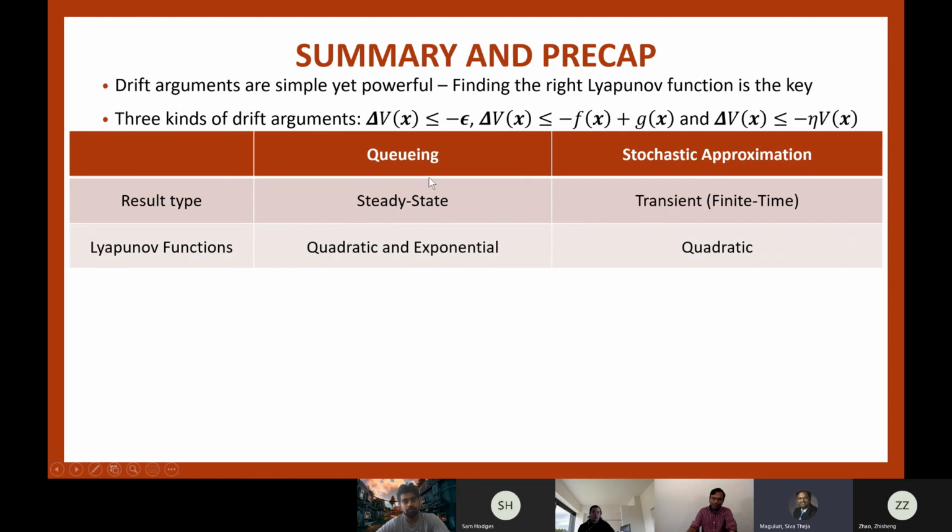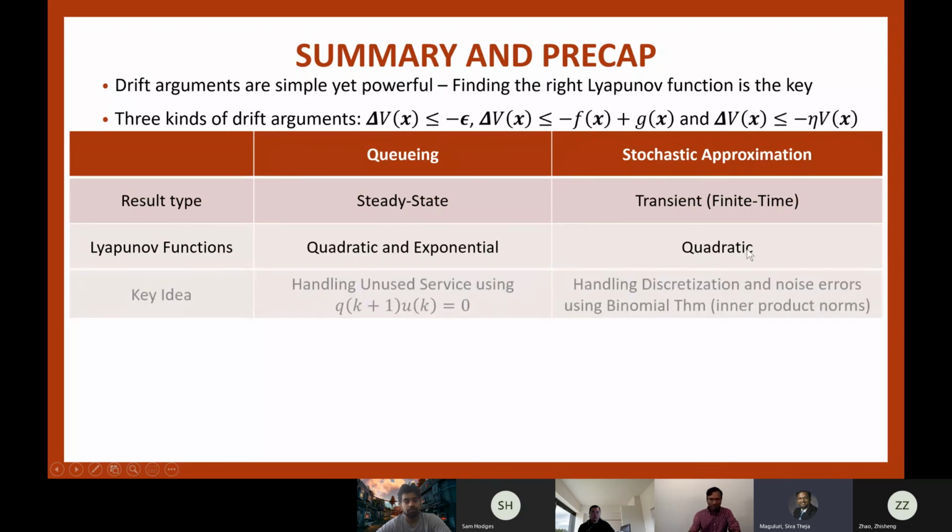Then the Lyapunov functions we used were quadratic in both examples. And in queuing, we also worked with exponential Lyapunov functions. Quadratic gave us mean bounds, exponential gave us the distribution. And in the stochastic approximation, using quadratic Lyapunov functions gave us mean square bounds. And the key idea in queuing was to handle the unused service term. Basically, the qk plus 1 times uk equal to 0, that equation played a very important role that captured all the underlying inherent complexity of queuing. And for stochastic approximation, the challenge was in handling discretization and noise errors.